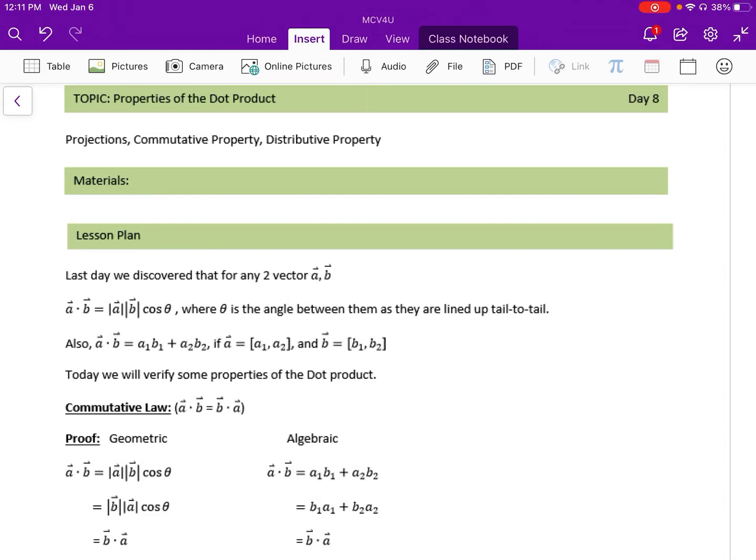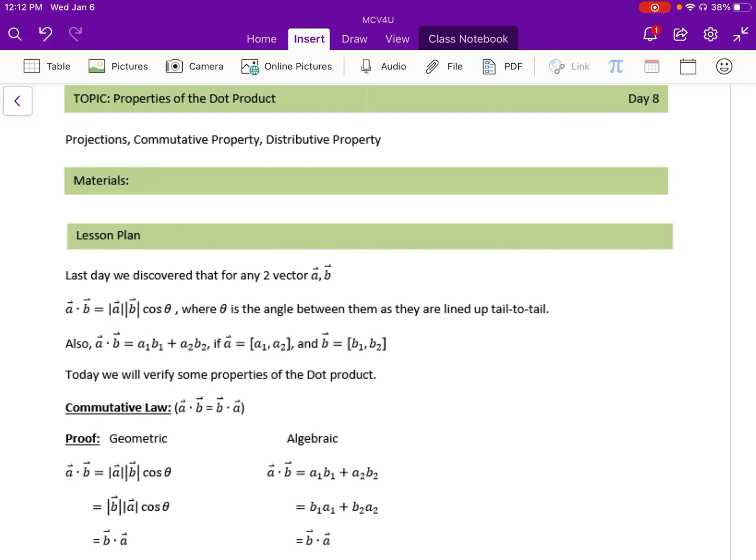So in the last lesson, we looked at what the dot product was. It's our first way of multiplying, or doing the product, between two vectors. What we're going to do today is take a look at a couple of properties of the dot product, seeing how it compares with some of the properties we have for regular multiplication, like the commutative property, maybe the distributive property, things like that.